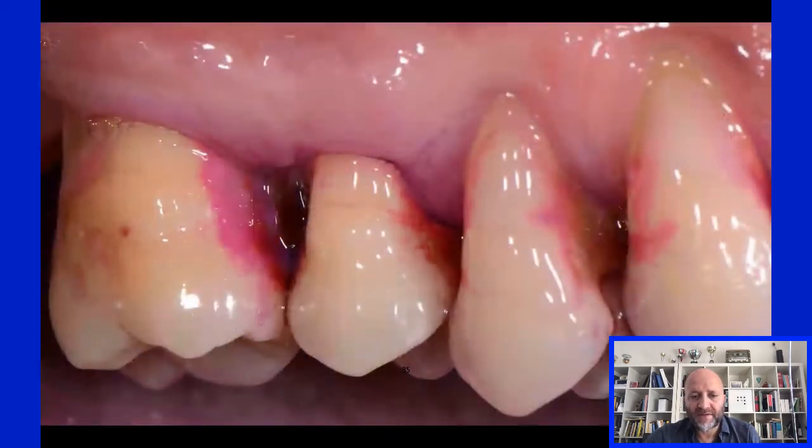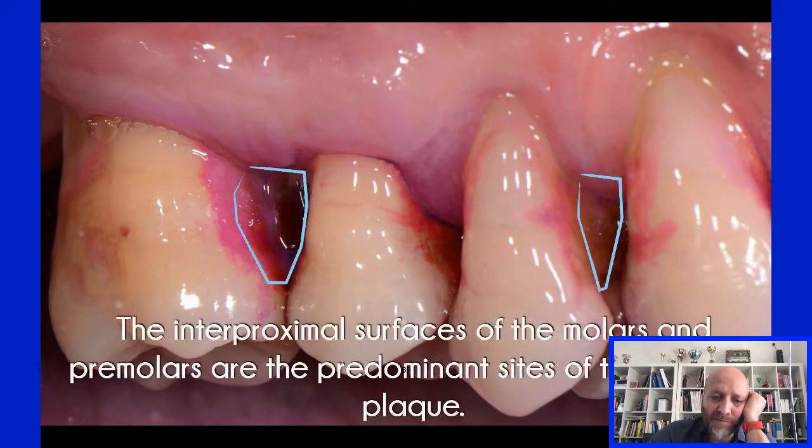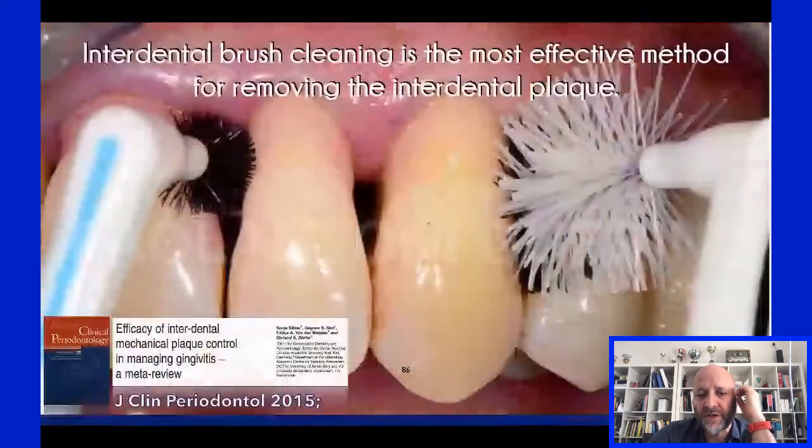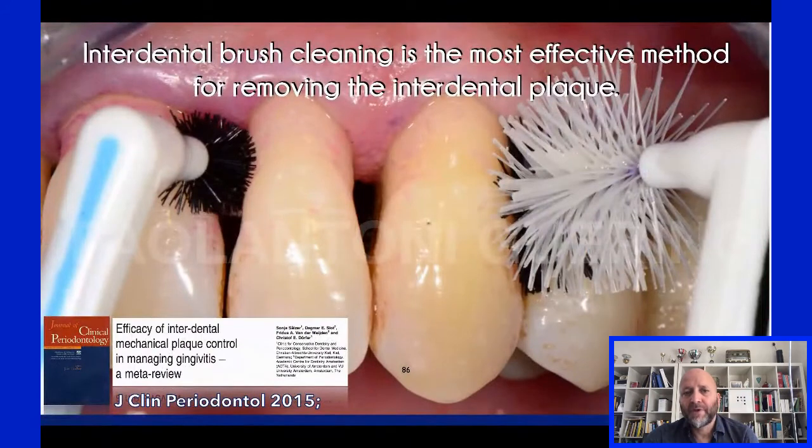When we must reduce the biofilm in the interdental space, probably it's important to use the interdental brush, because the interdental brush cleans better than the manual toothbrush.